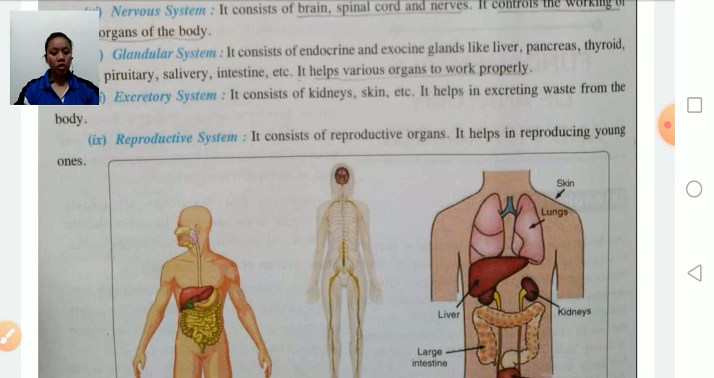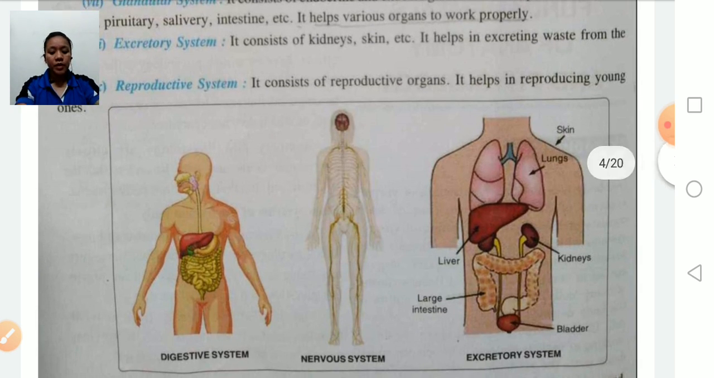Excretory system consists of kidney, skin, etc., and it helps in excreting waste products, means removing the waste products from the body, like through urine, sweating, etc. Reproductive system consists of reproductive organs. It helps in reproducing young ones.